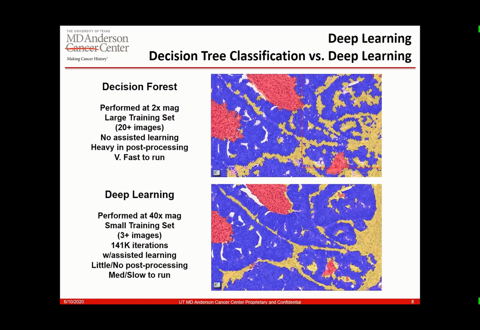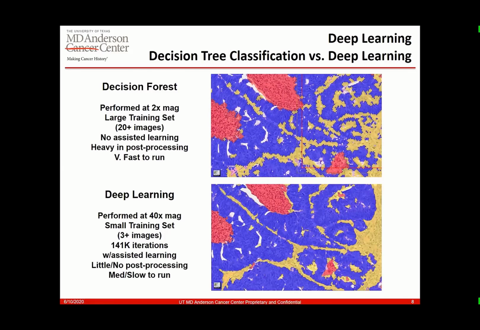So if I were to take an H&E image like this, and I said, okay, everything that's tumor, I want to put a blue mask over it. Everything that's necrosis, I want to put a red mask over it. And everything that's stroma, I want to put a tan or khaki mask over it. Then what I'm going to need is a really large training set. As I said, in this particular case, I needed at least 20 plus images.